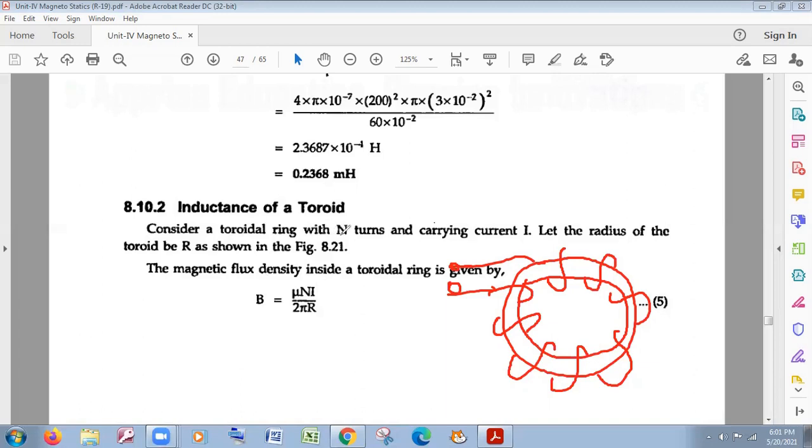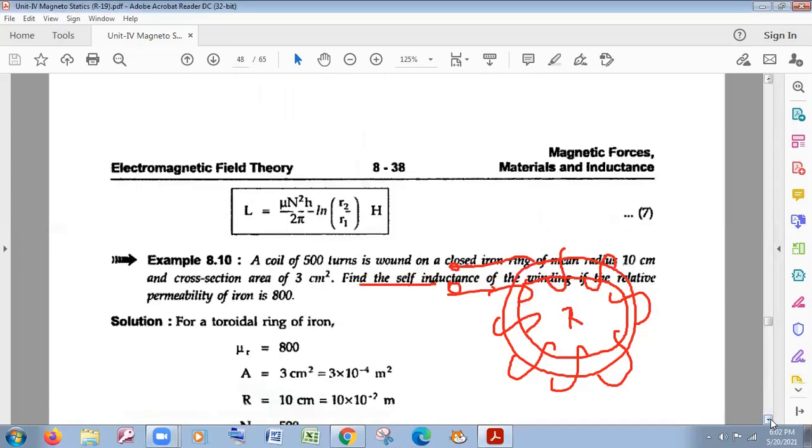Consider a toroid ring with N turns and carrying current I. Let the radius of the toroid be capital R. Then the magnetic flux density inside the toroid ring is B equal to mu into N I by 2 pi r, where N I by 2 pi r is H, because B is equal to mu into H. Got it, my dear students?